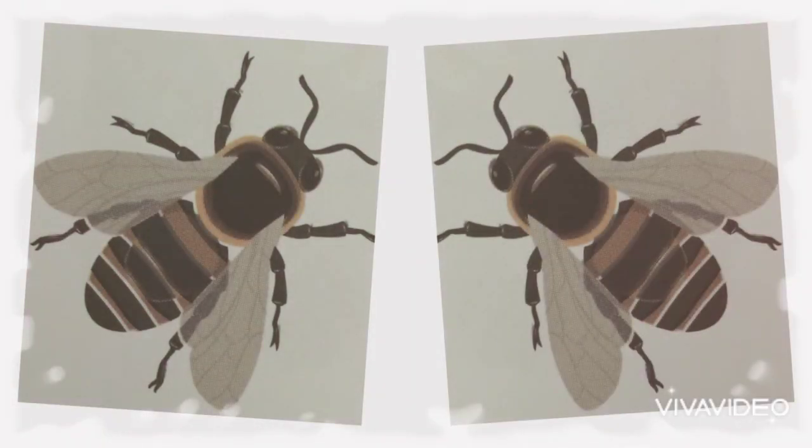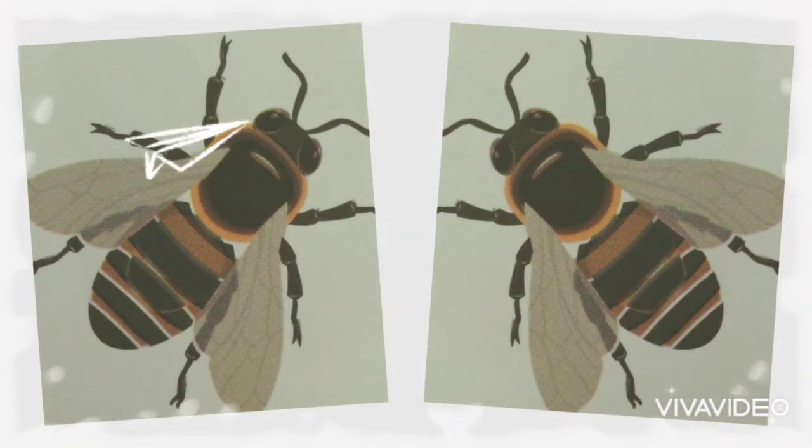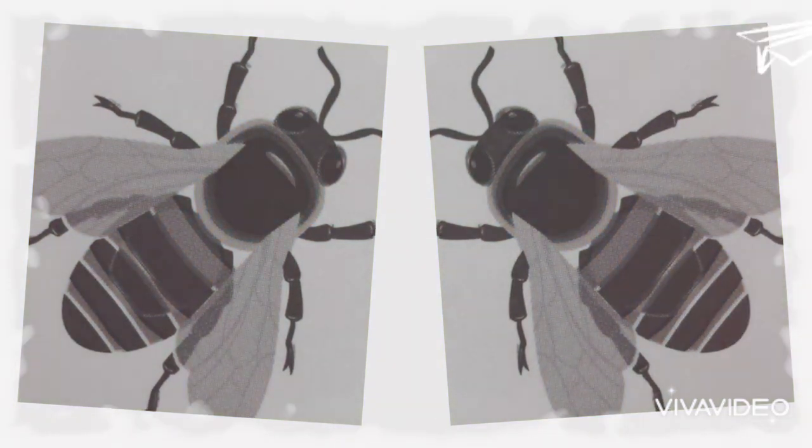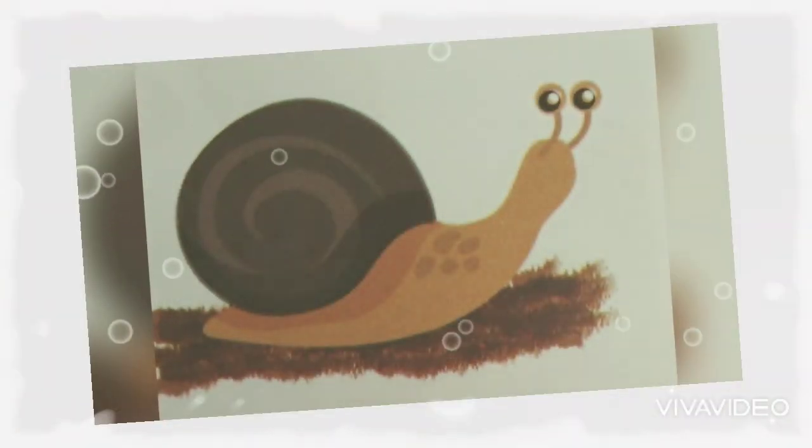Honeybee. What is this? We call it honeybee. These are living things small in size. Snail. What is this? This is a snail.